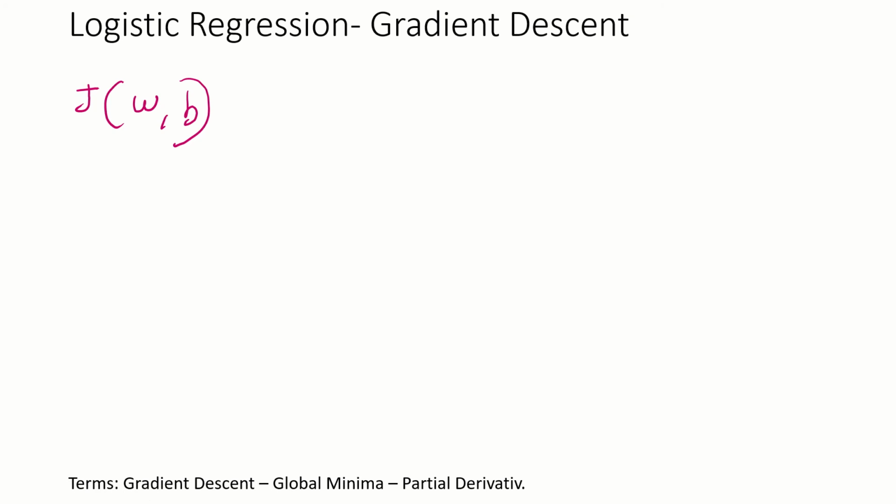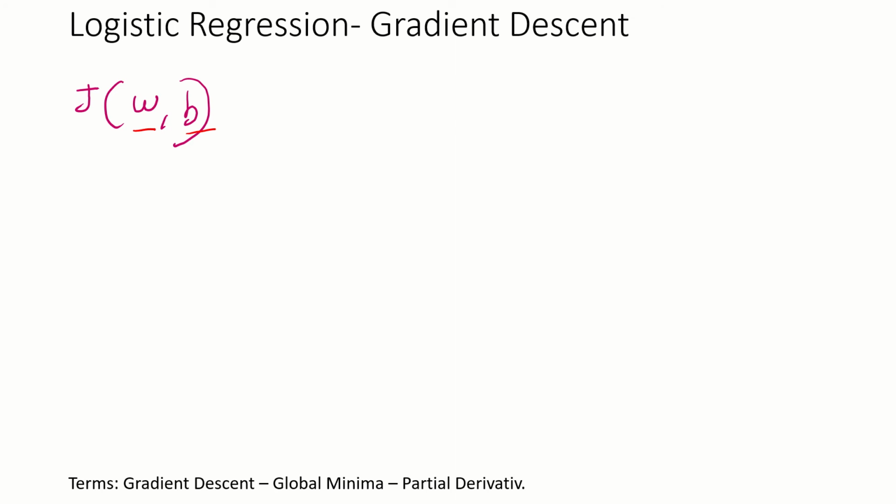Hi, and welcome to this lecture about gradient descent in logistic regression. In the previous lecture, we introduced the cost function equation shown here. In this lecture, we will introduce gradient descent, which is the method used to learn the parameters w and b, which in turn minimizes the cost function.